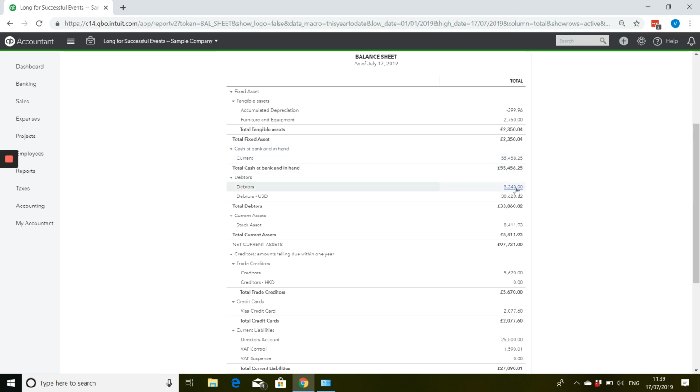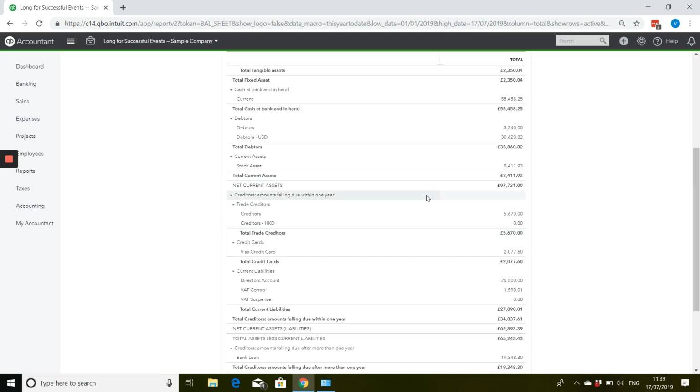Got debtors, so that's people that owe you money, people that you've invoiced that owe you money. So we've got for GBP, they've got £3,240. And in dollars, they've got $30,620.82. Well, that's in sterling, but that's the equivalent, sorry. Stock assets, so these people sell stock, so their total stock is valued at 8411.93.